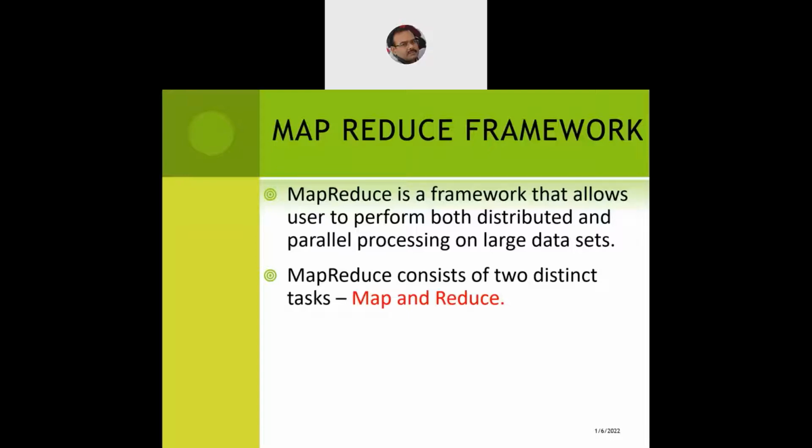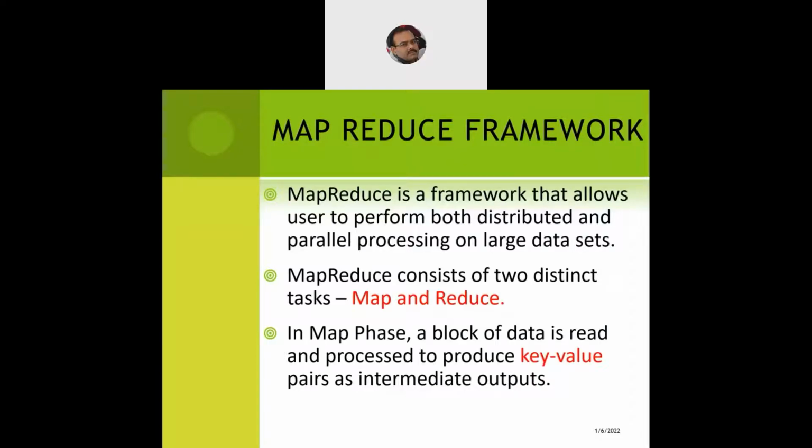As the name indicates, it contains two major terms, the map and the reduce. In the map phase, a block of data is read and processed to produce a key value pair as an intermediate output. So we are going to read multiple blocks of data, which will be read and processed, and we'll keep on producing key value pair combinations. For example, in Java, we use hash maps to generate key value pair combinations. I will share an example of how to do it. Let us see a sample Java program for the key value pair combination, and how we can generate it.